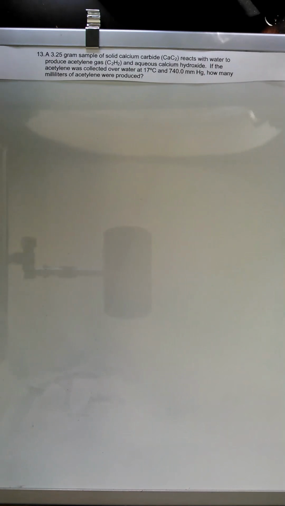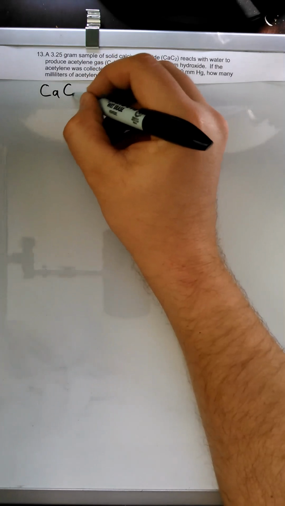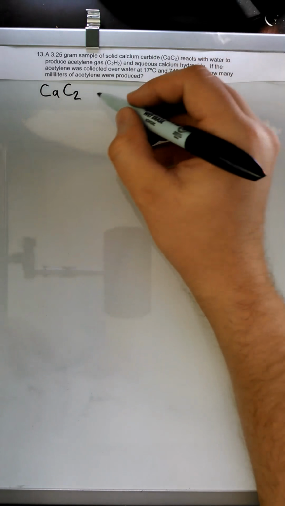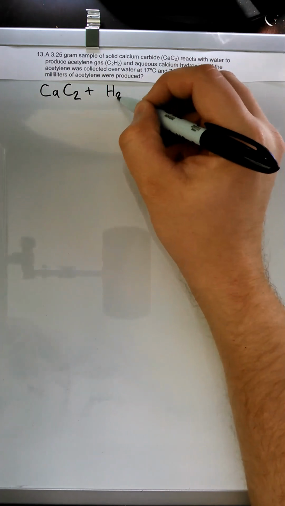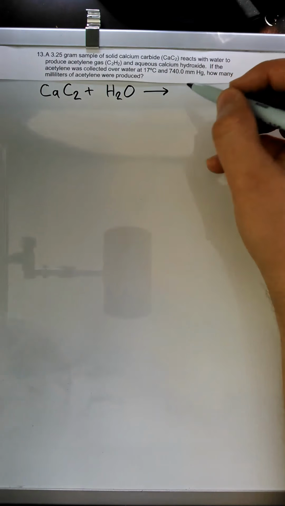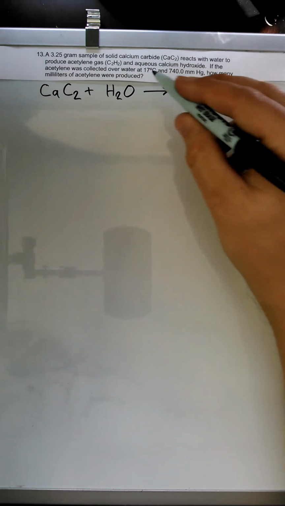So again, this is one problem where we're going to have to write out the balanced chemical equation first. Then we can identify the variables we know and what we're trying to find. And then finally, we can solve for the volume once we do some stoichiometry. So first step, I would write out the skeleton equation. Solid calcium carbide reacts with water, which we know is H2O, to produce acetylene gas, C2H2, and aqueous calcium hydroxide.